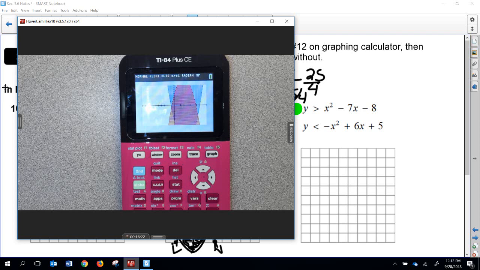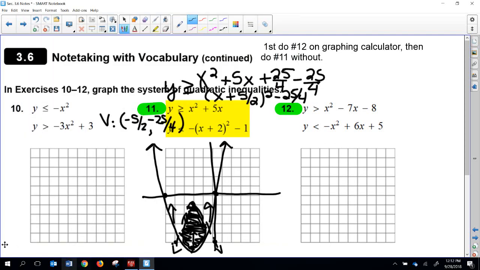What if I asked you, is the point negative 40 a solution? No, because that is not in the shaded region. Okay? Only points there are going to work. All right. Let's go over to the next slide.